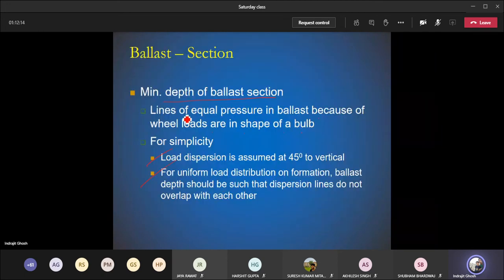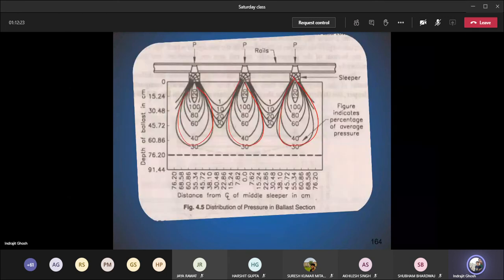So this line says lines of equal pressure in the ballast because of wheel load are in the shape of a bulb. So an equal pressure line is being shown. So this is one line. You can see this is 30% of the load which is coming. So one particular line is in the shape of a bulb. Okay, so which is given here.